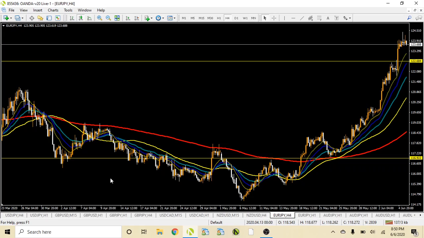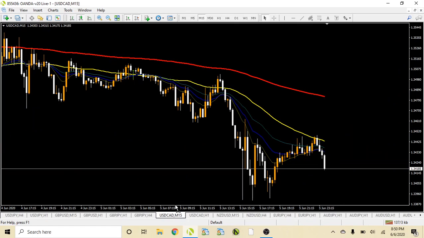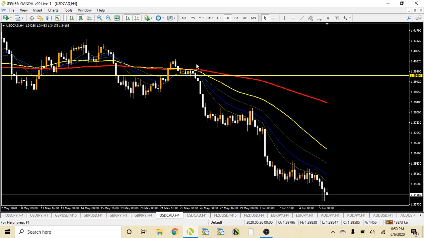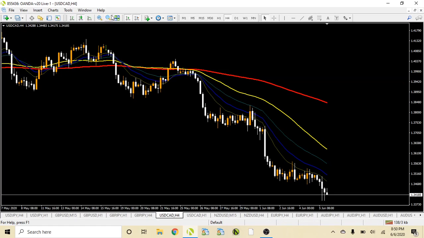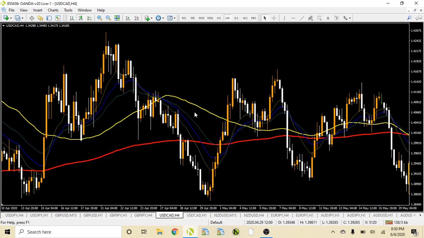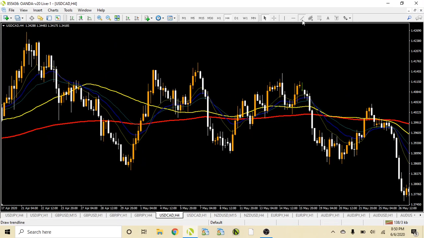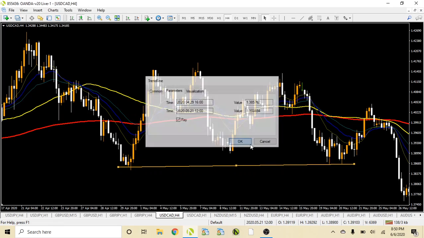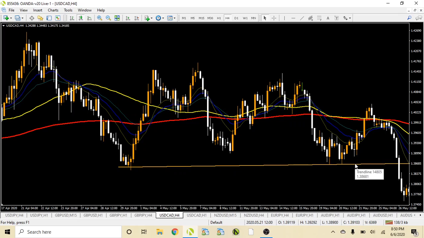Lower high, lower low. Let's look at the CAD, which went down. Okay, so what happened here? Okay, so this is it. So CAD, I have a 4-hour breakout of this. Make this trend line with Ray. Okay. I have the breakout to the downside.